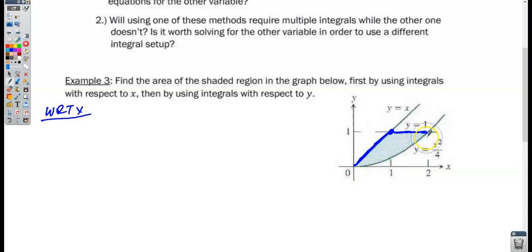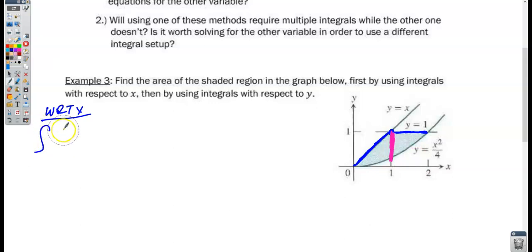So what that means is I'm going to need 2 separate integrals in order to find the area here with respect to x. I'm going to put a little dividing line down here at 1, and I'm going to find the area to the left of that and the area to the right of that, and add those two together in order to find this area with respect to x.